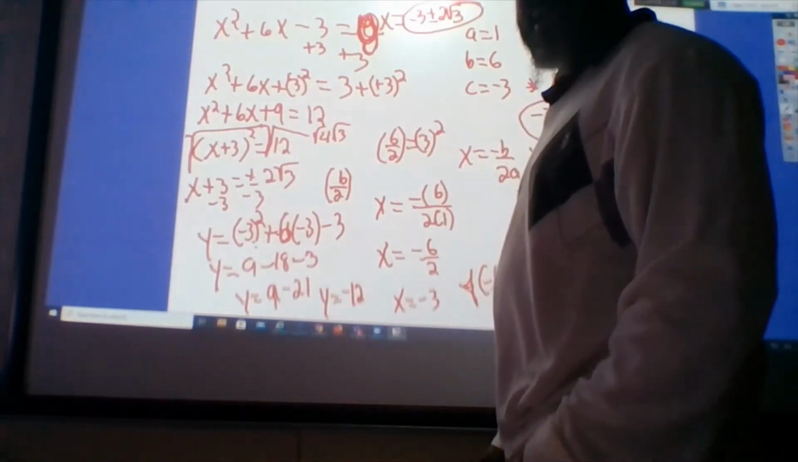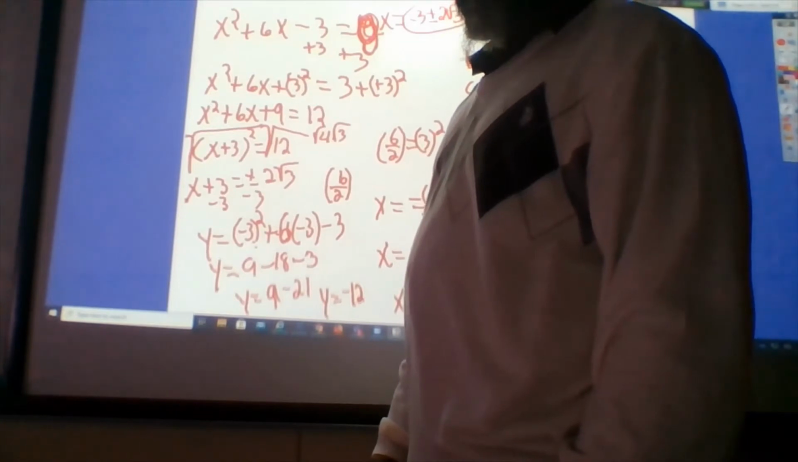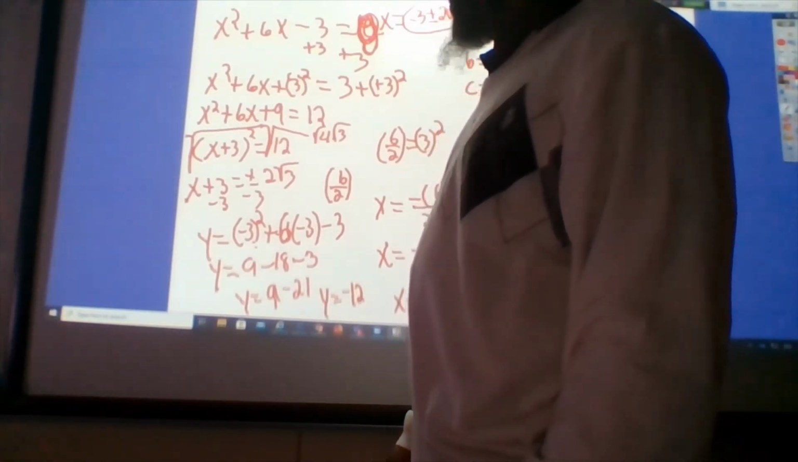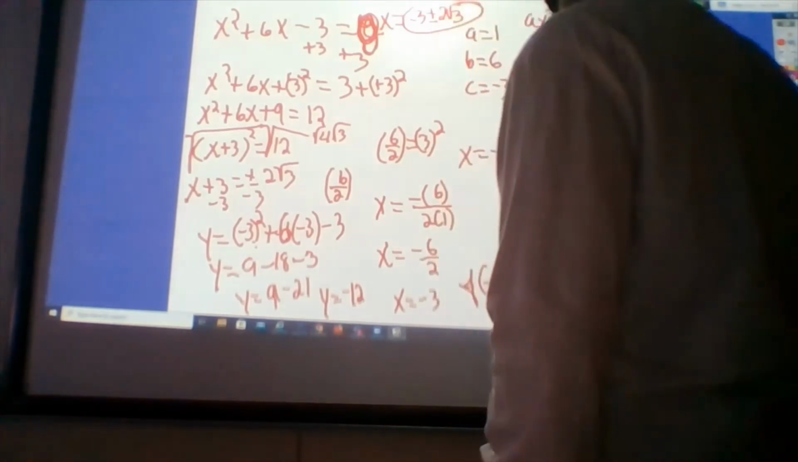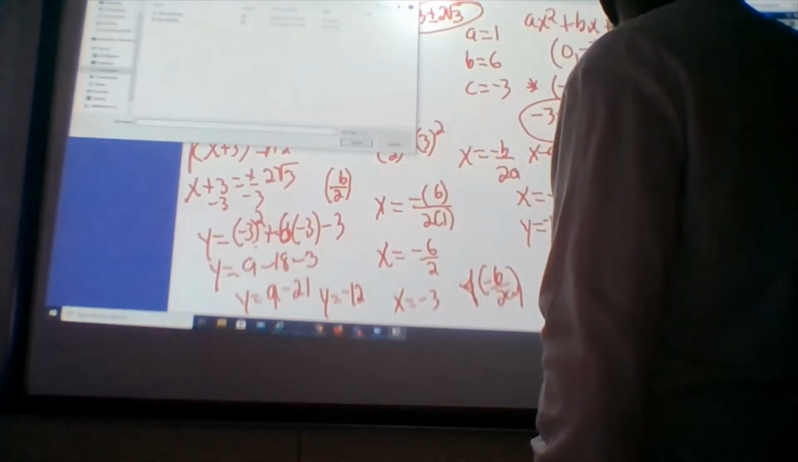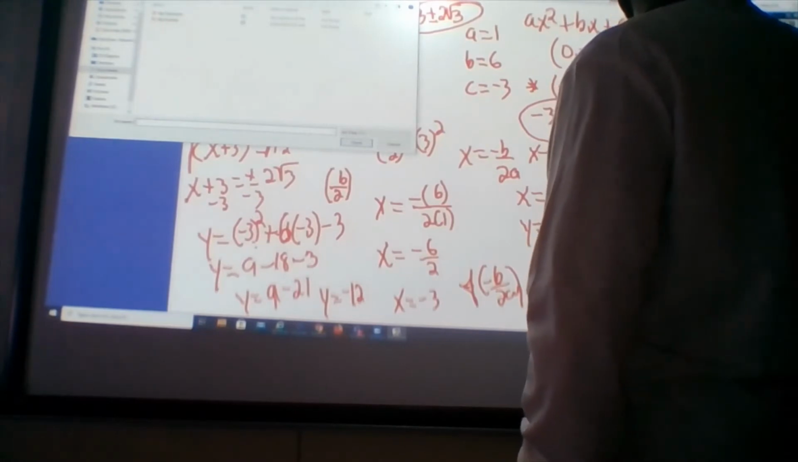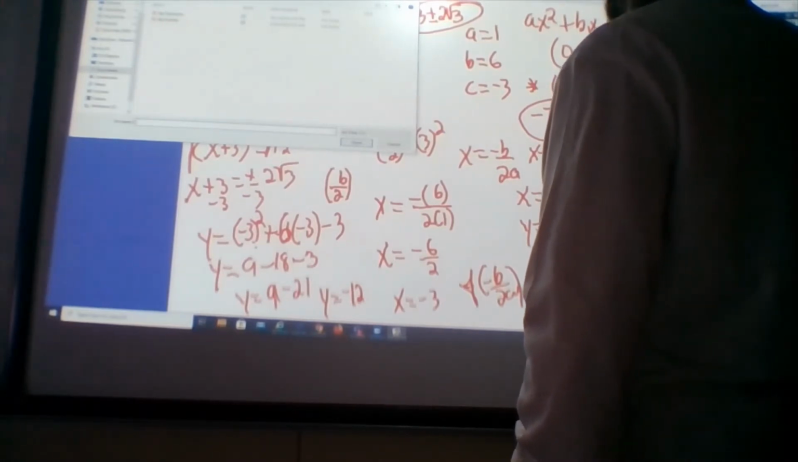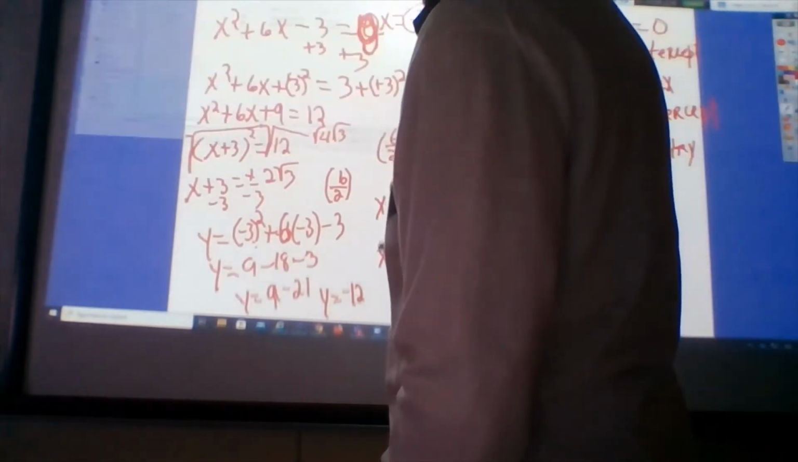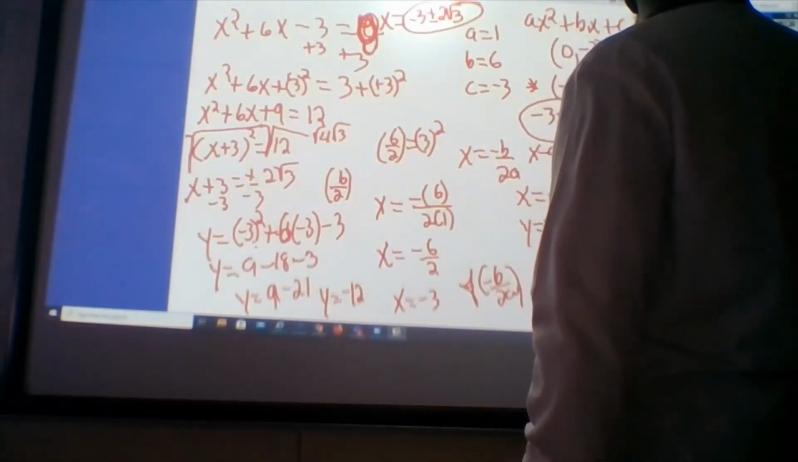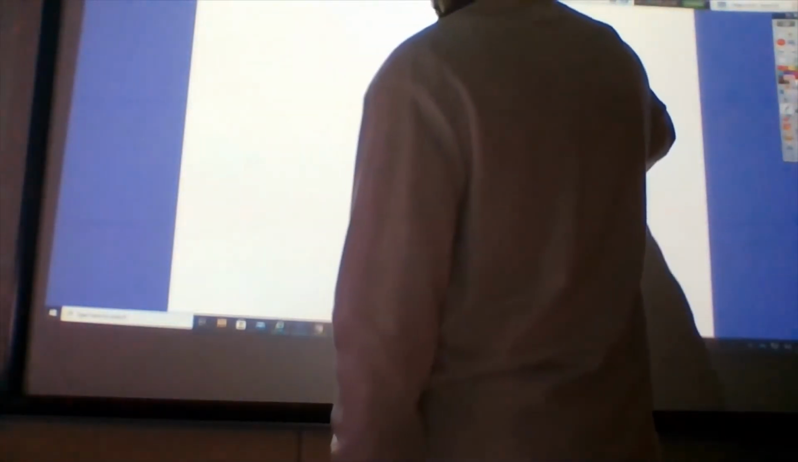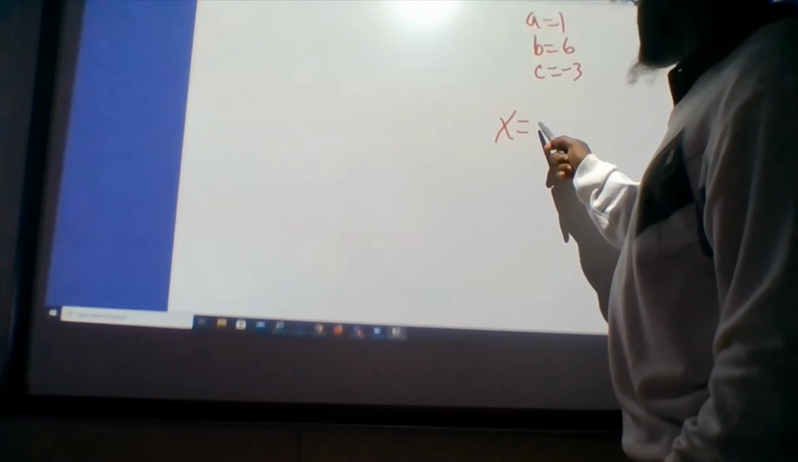So let's go back again and find the x-intercept by using the quadratic formula, which is a formula that will be much easier. Remember, A was 1, B is 6, and C is negative 3. Not all the time are you going to be able to factor. So the quadratic formula is x equals minus b plus or minus root of b squared minus 4ac, over 2a. So I'm using both concepts for you, completing the square and the quadratic formula.